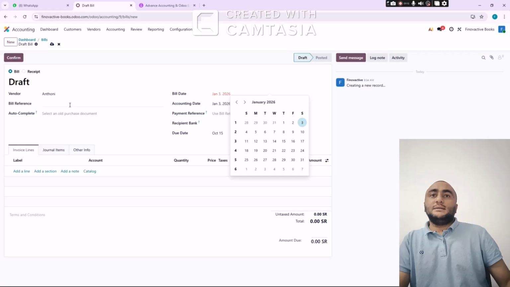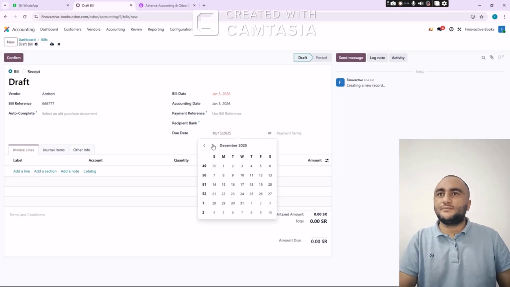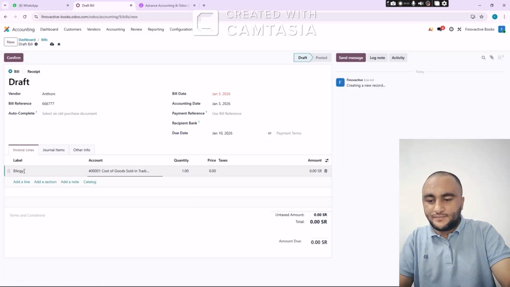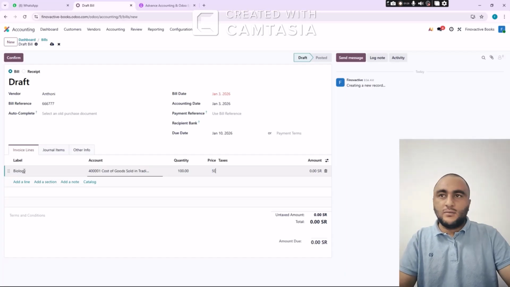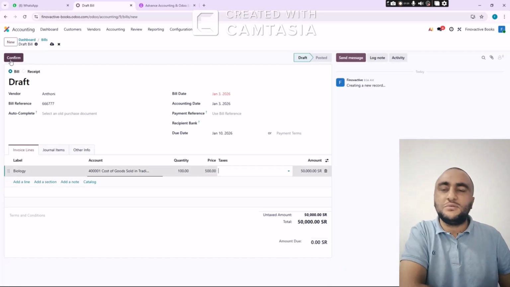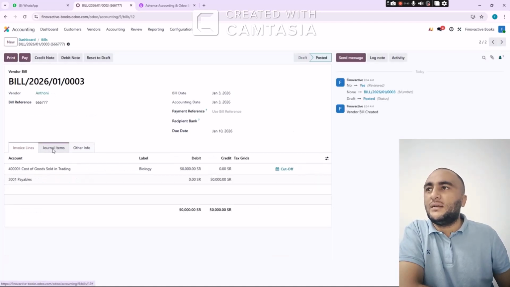Bill date is 3rd Jan. The reference number is Jointon, and it's biology. $100 in quantities, $500 price, and the amount would be like this. Taxes we will see later, so we just have to confirm it.